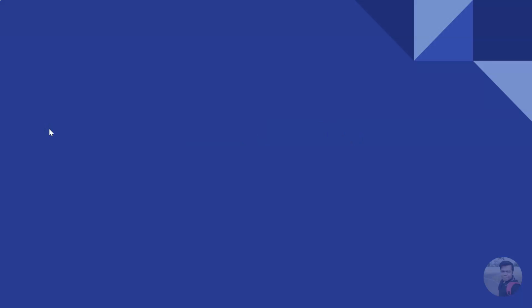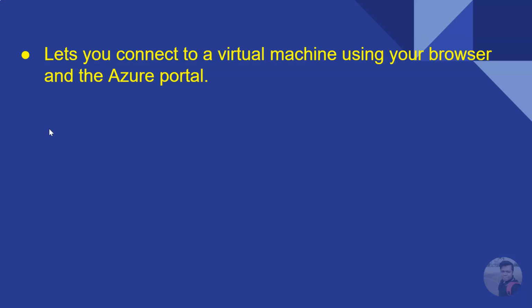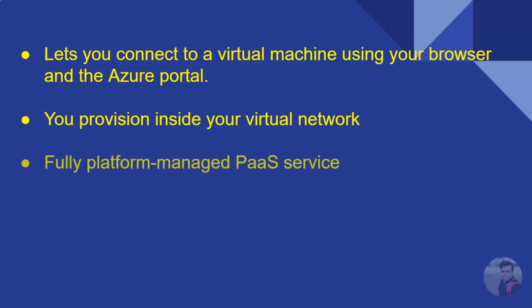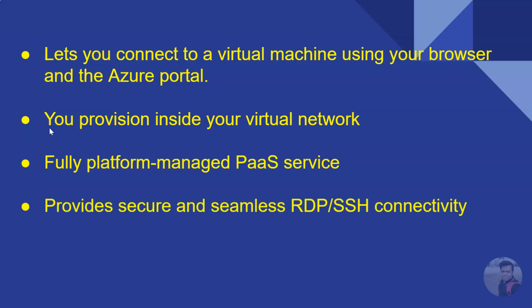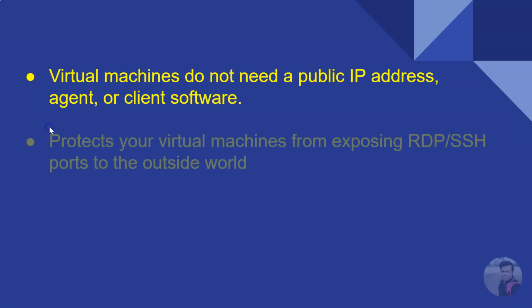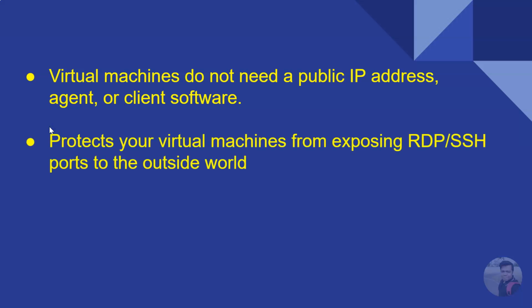What is Azure Bastion? Azure Bastion lets you connect to a virtual machine using your browser and the Azure portal. You provision Azure Bastion inside your virtual network. It's a fully managed platform as a service. Provides secure and seamless RDP or SSH connectivity. Virtual machines do not need a public IP address, any agent or client software installed. It protects your virtual machines from exposing RDP or SSH ports to the outside world.